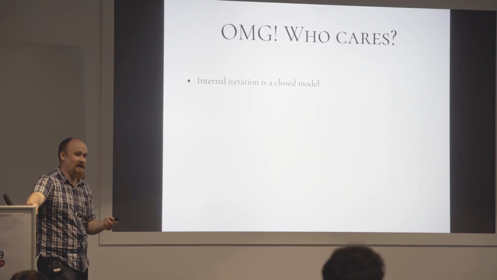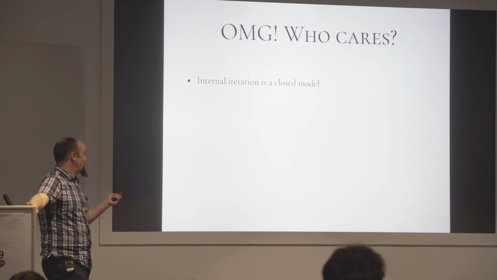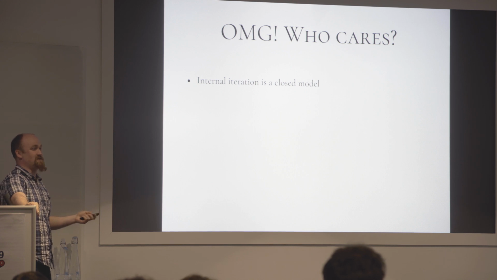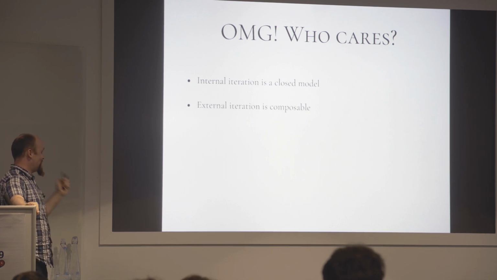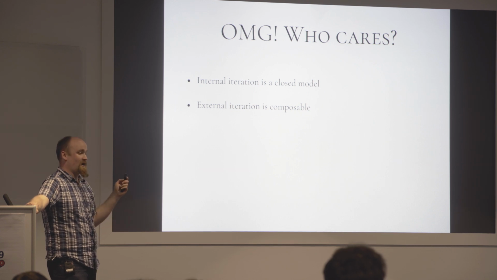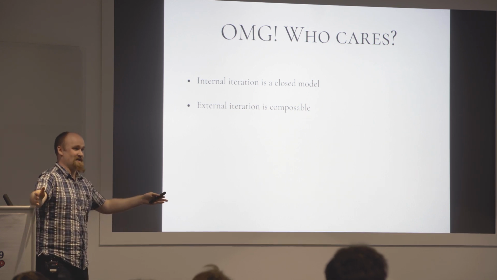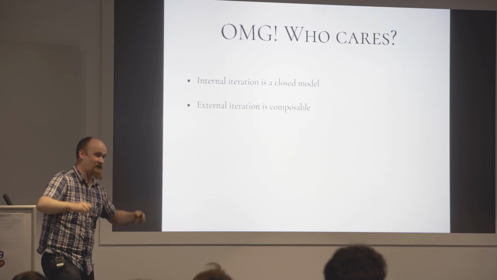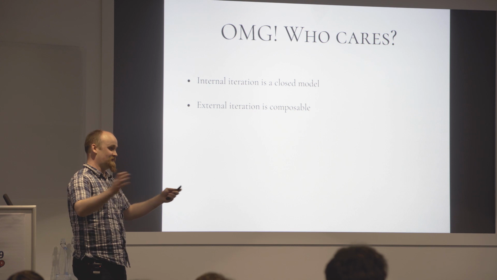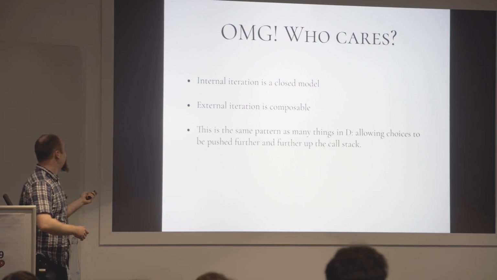Well, it turns out it's actually key to a lot of what makes D good and a lot of what makes ranges good. Internal iteration is a closed model. You iterate and then it's done. You do the work and it happens. External iteration is composable and open because you are offering an interface to the world that says, I can be iterated, and someone can consume that and offer another open interface and go, I will iterate with some modification. So you get to compose different pieces together.